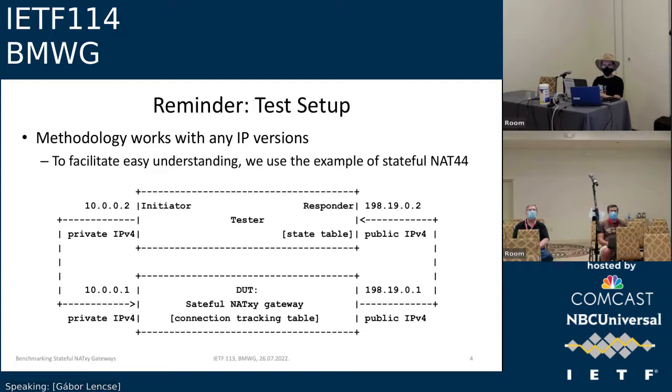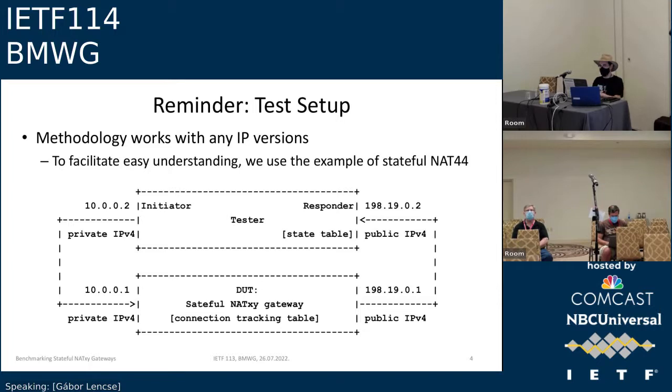So the test setup is very simple. It's familiar for all of you because we have one tester and one device under test. But unlike with router testing, now we have on the left side private IP version 4 addresses and on the right side public IP version 4 addresses. The two ports of the tester are called initiator and responder. This is their role. The initiator may initiate a new connection through the stateful device under test, which is, let's say, a NAT44 gateway now, because we use IP version 4 addresses for simplicity, but it works the same for NAT64 and other solutions.